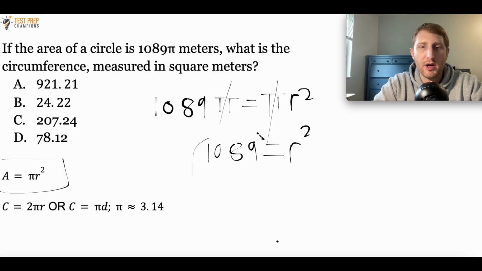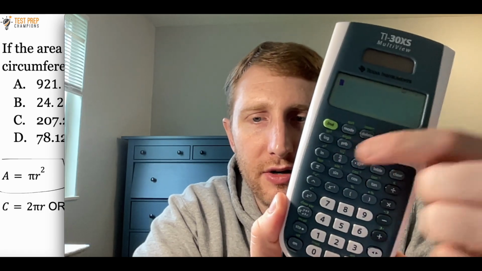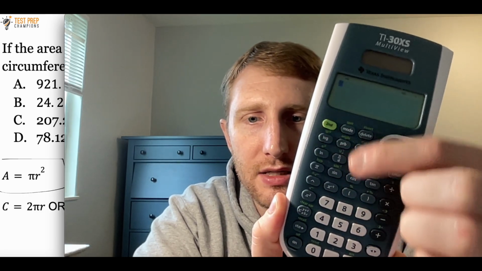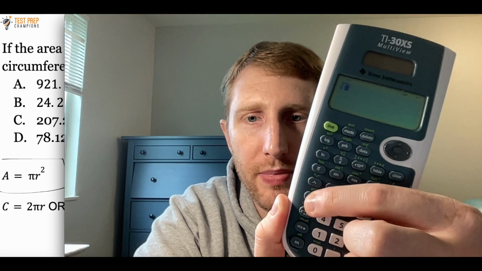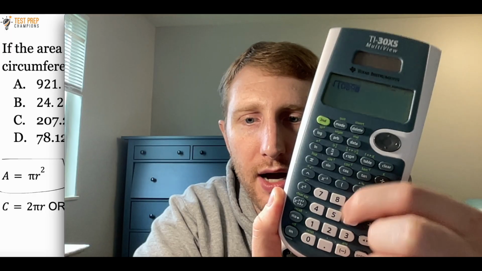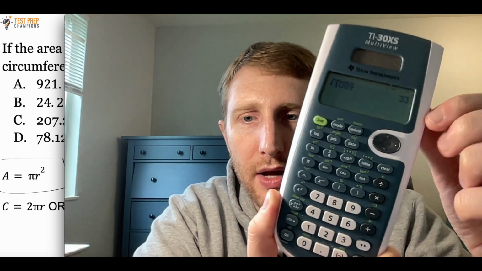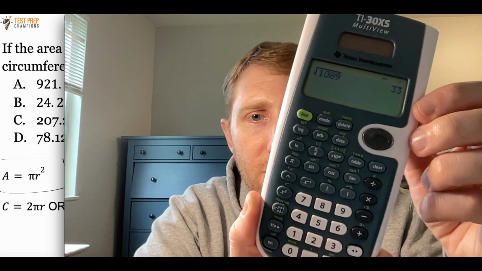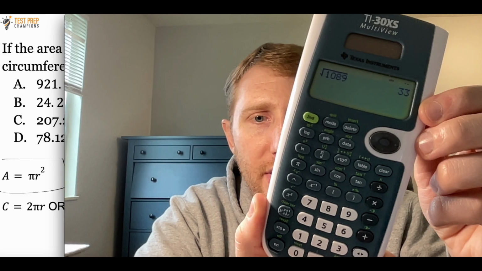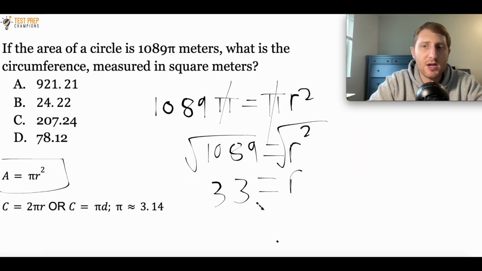Now, how do we get r here? Do we want to square 1089? Well, actually, the way that we do this is we want to take the square root of both sides here. Now, what is the square root of 1089? To do this in your calculator, you want to start by hitting second. Then you're going to hit this key right here, and it'll pull up the square root symbol. Then you type in 1089 and hit enter. And it gives us 33. So the square root of 1089 is 33. So in other words, 33 equals r.